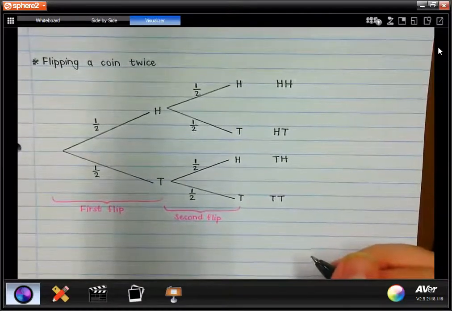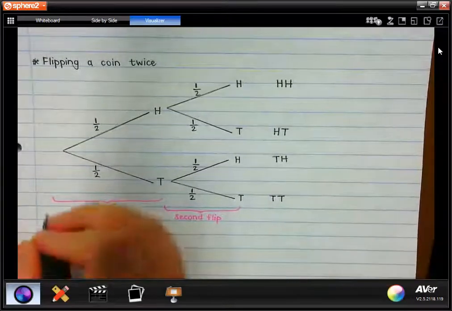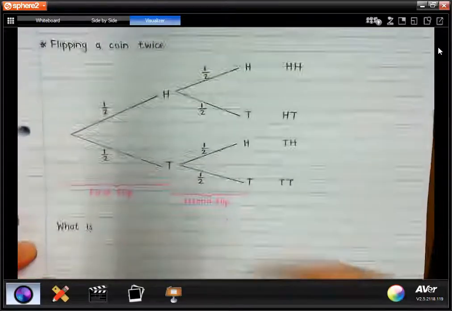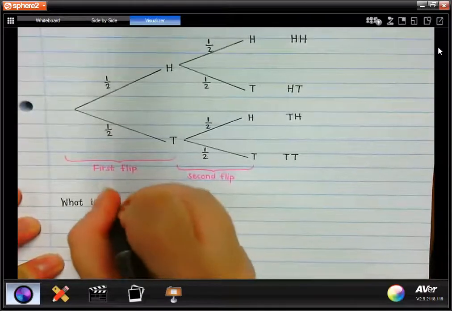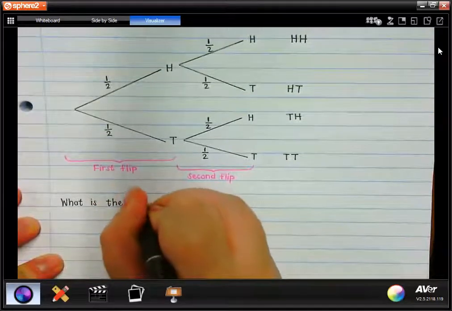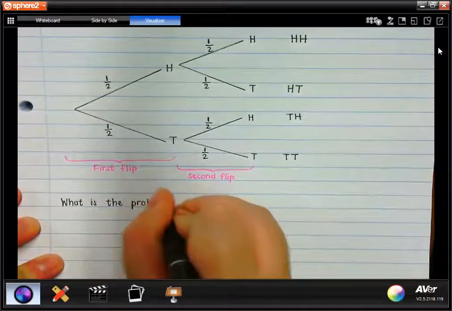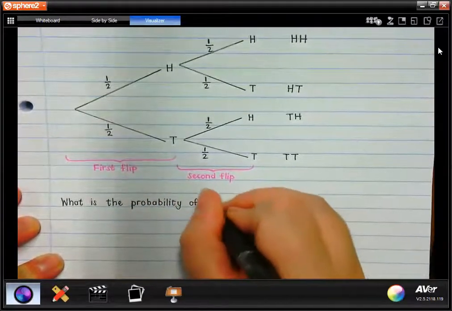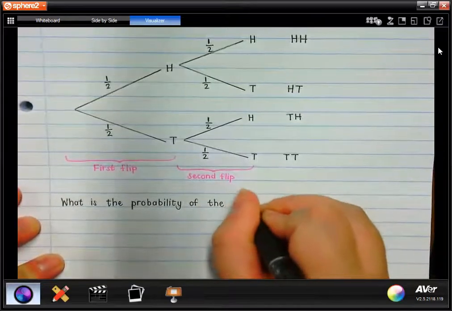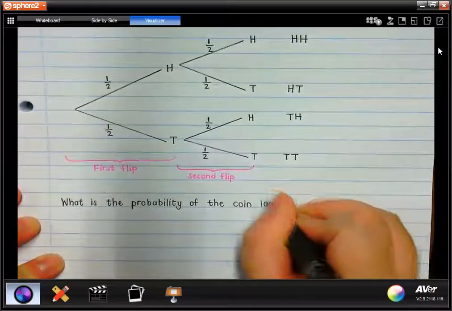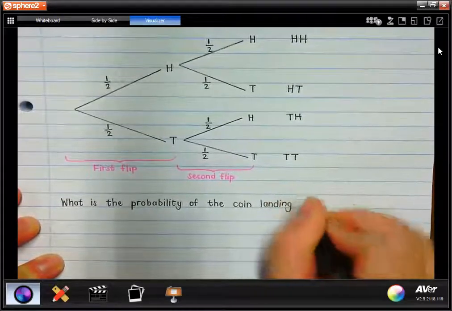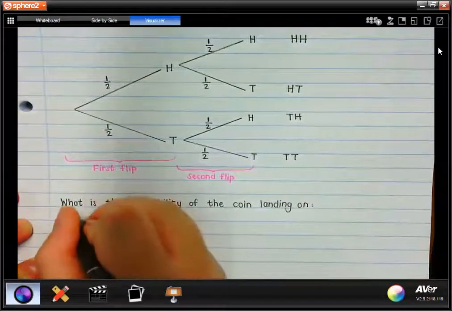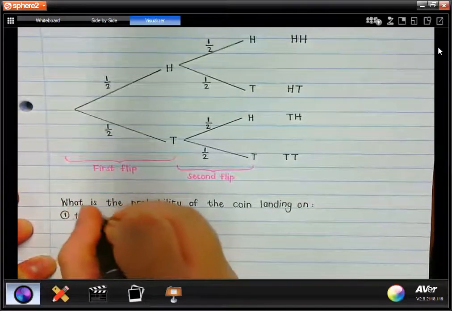Now guys, they can ask you here, what is the probability of the coin landing on, let's make the first one, 2 heads.